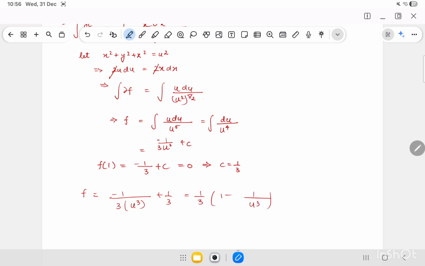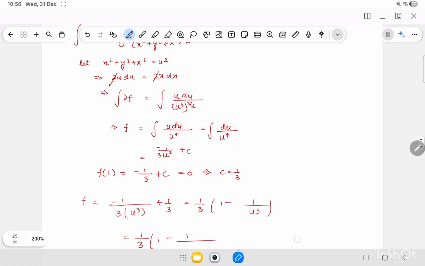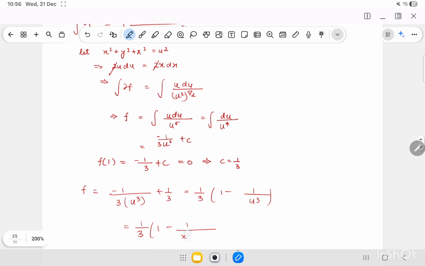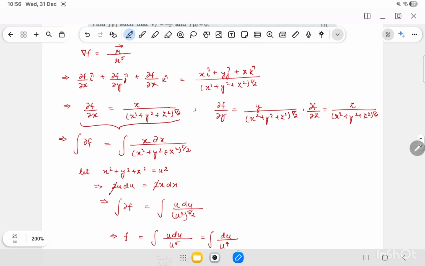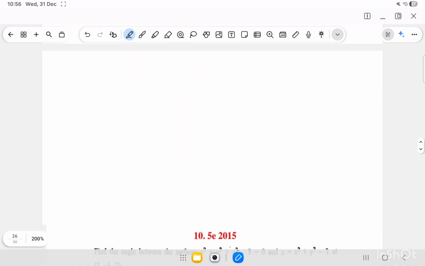and if I plug in the value of u, it will be 1 minus 1 by (x square plus y square plus z square) raised to 3 by 2. So this is the function f for which the given conditions are satisfied. Let's move on to discuss the next question.